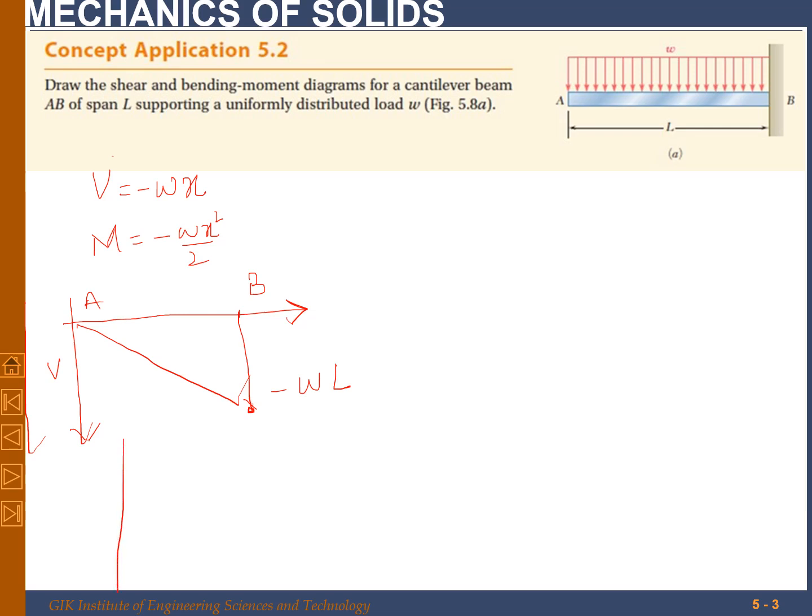For the bending moment, let me draw over here. Again, the bending moment from A to B will vary parabolically, and it will be something like this, and the maximum value will be minus WL square by 2.